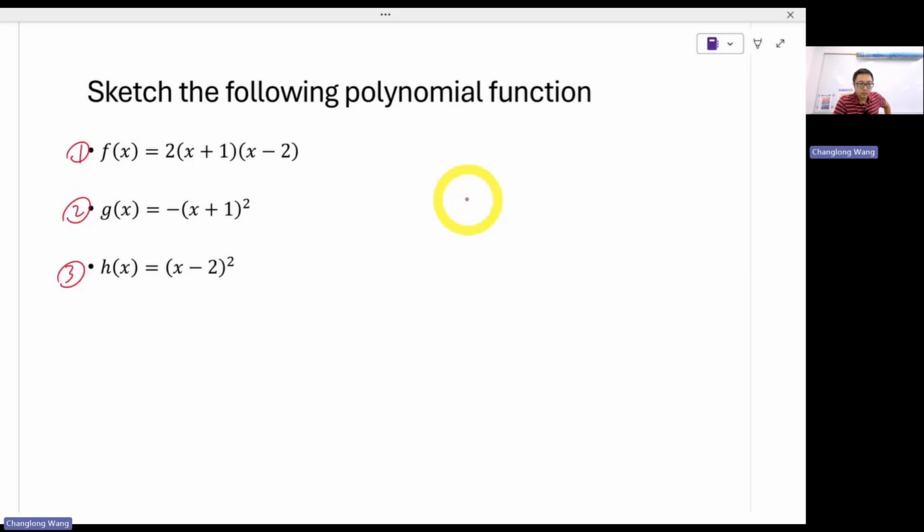Wait for 1 more minute. So please make sure that you do have parabolas because they are quadratic, right? There's no way you can get anything else than a parabola.